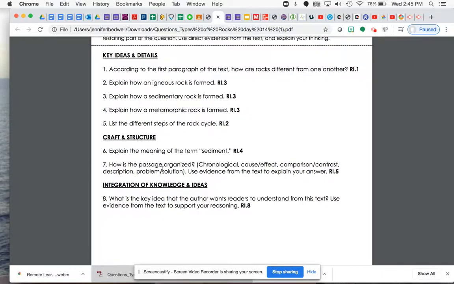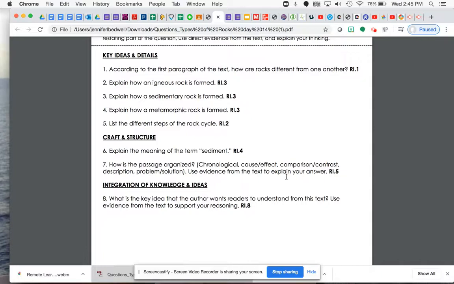how is the passage organized? So the first part of your answer needs to be this passage is organized in, and then you need to tell us chronological, cause and effect, comparison, contrast, description, or problem and solution. Now that's the first part. But then you also need to use evidence from the text to explain your answer.